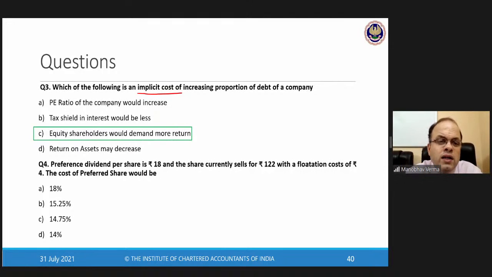Okay, so let's look at question number 4 then. A lot of you have answered option number B, I guess, right? 15.25. So you're looking at a preference dividend of 18. The share currently sells for 120 with a flotation cost of 4, and the cost of the preference share. Now, this should have been a cakewalk. Should have been 18 divided by 118, and that gives you 15.25. Amazing, guys. So a good participation again, as always. So a good round of applause for all of you.